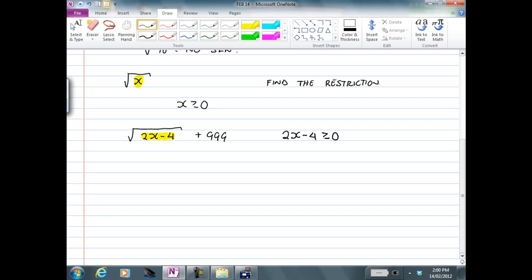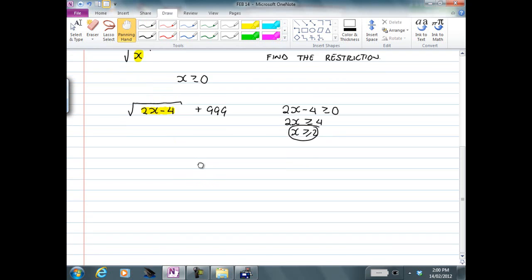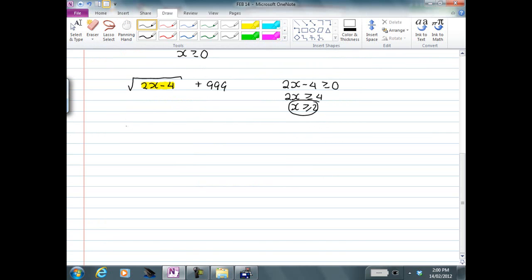Take a minute to solve for x. 2x is greater than or equal to 4. x is greater than or equal to 2, and that's called restrictions. Hey, this is easy. This is easier than dividing. Guys, gals, a bit more challenging. Good luck.